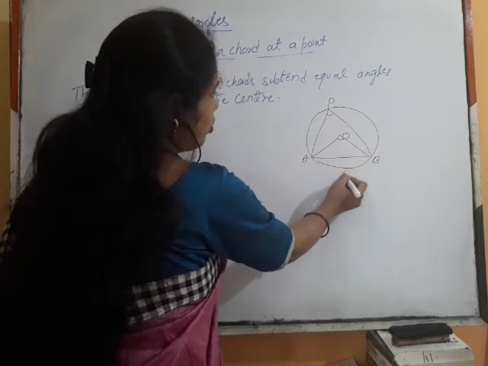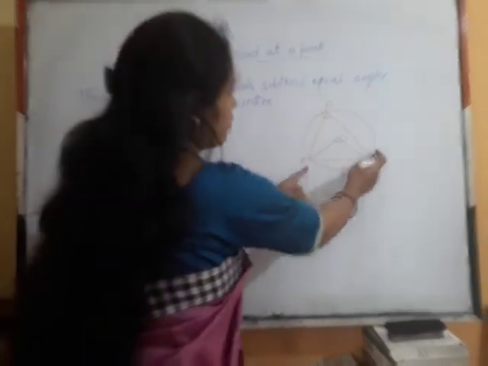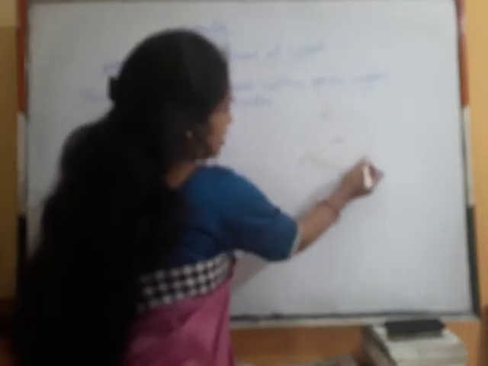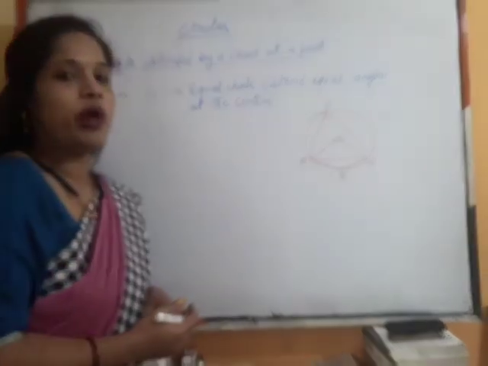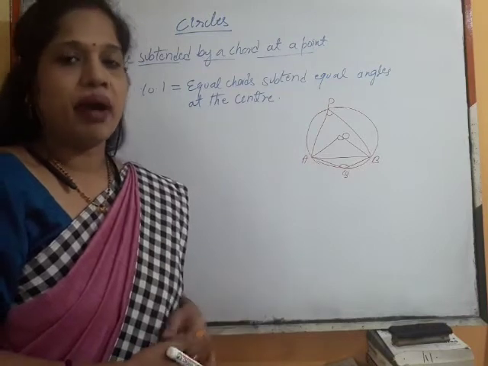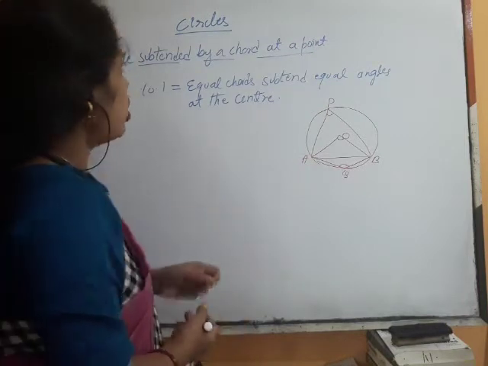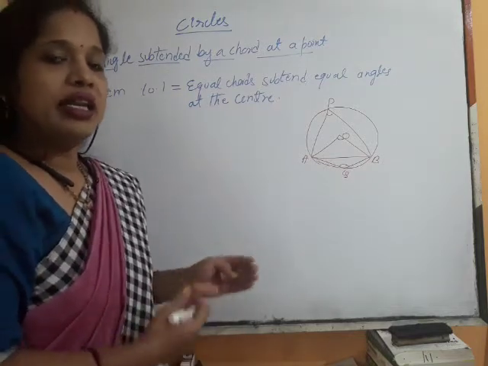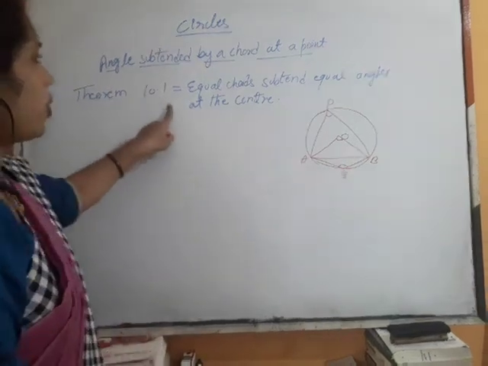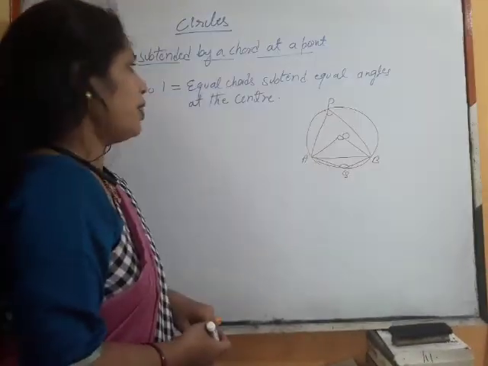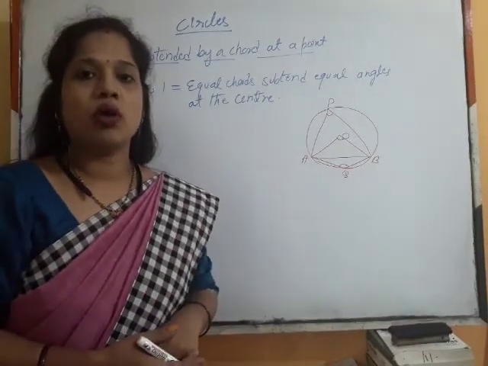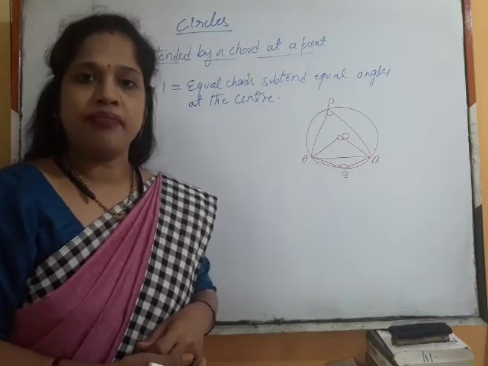And if I take the point which is on the minor segment of this chord AB, and I join these two ends of the chord to this point, the same chord will subtend angle at the point which is in the minor segment also. Okay, so the topic angle subtended by a chord at a point leads us to Theorem 10.1. Equal chords subtend equal angles at the center. Okay, if in a circle we have two equal chords, they are going to subtend equal angles at the center.